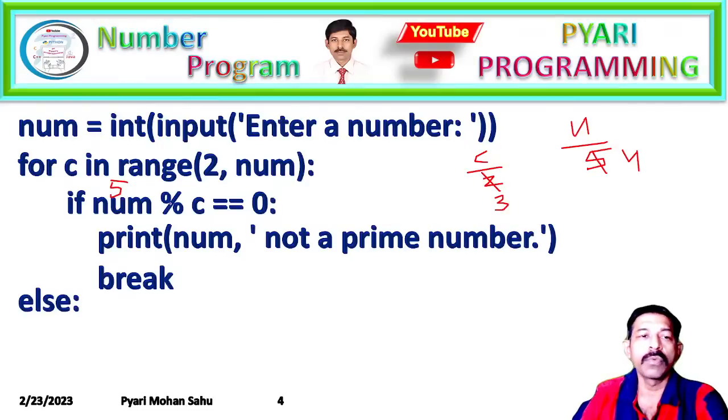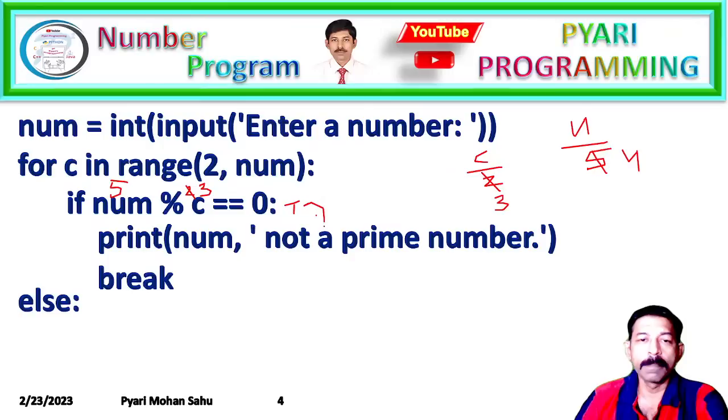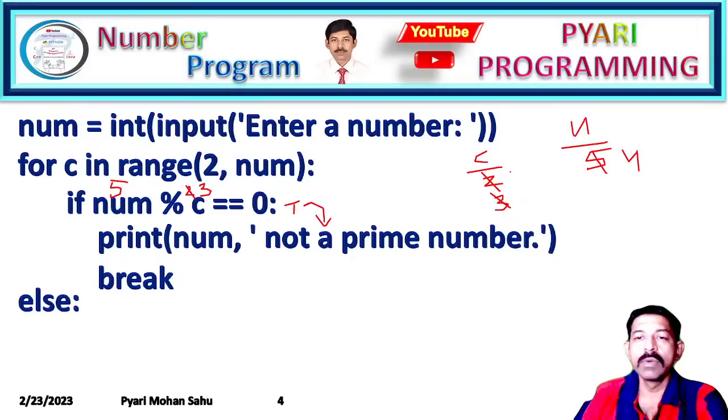Now 5 modulo 3, this is your 2 था पहले, अब ये हो गया 3. Now 5 modulo 3 equals to 0, अब भी 0 नहीं है, false. So that means it will move up. अगर ये true हो रहा है तब जाके अंदर वाला काम करेगा. ये false है तो लूप के ऊपर जाएगा वो. Now C value is your 4. Now 5 modulo 4 is false.